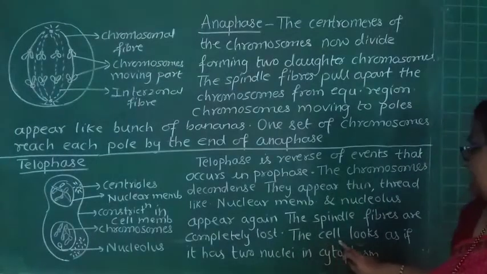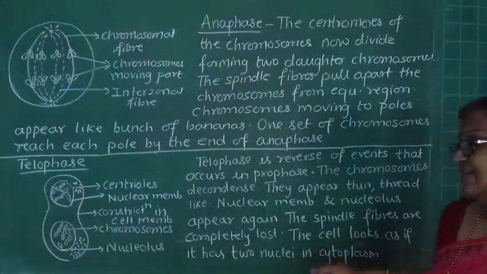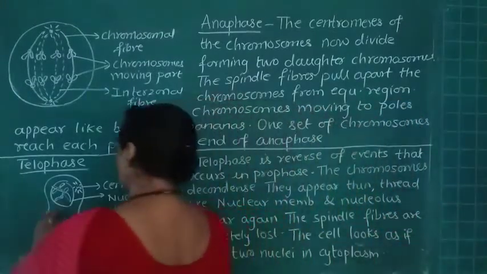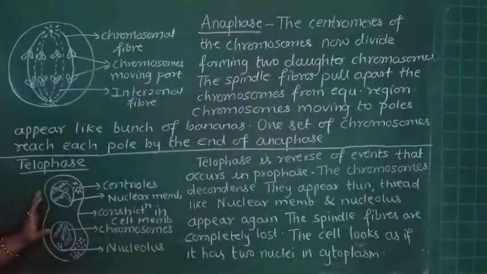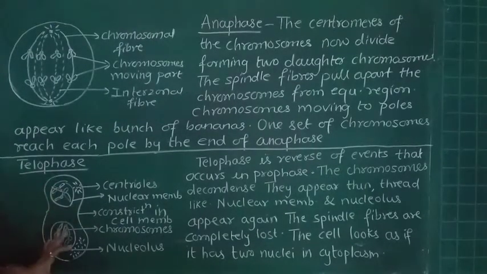Then see, the cell looks as if it has two nuclei in the cytoplasm. Whenever you see the cell, the cell looks like it has two nuclei. That means it has two nuclei in one cytoplasm.